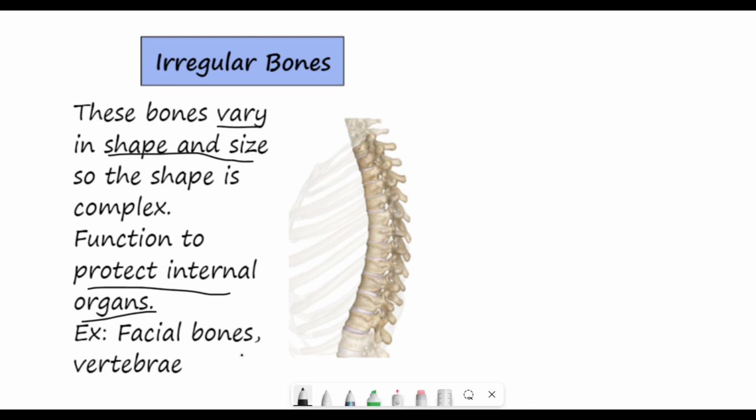And then good examples here are going to be your vertebrae, and then also your facial bones, so your maxilla, which is like your mustache here, your mandible, which is going to be your jaw. Got a good jawline there. And then your zygomatic bone, stuff like that.